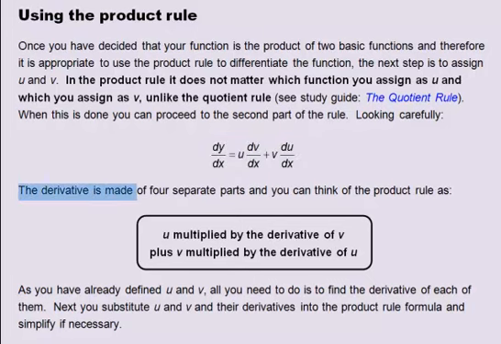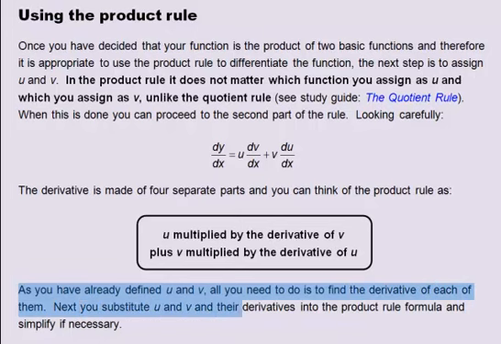The derivative is made of 2 separate parts, and you can think of the product rule as u multiplied by the derivative of v plus v multiplied by the derivative of u. As you have already defined u and v, all you need to do is to find the derivative of each of them. Next, you substitute u and v and their derivatives into the product rule formula and simplify if necessary.